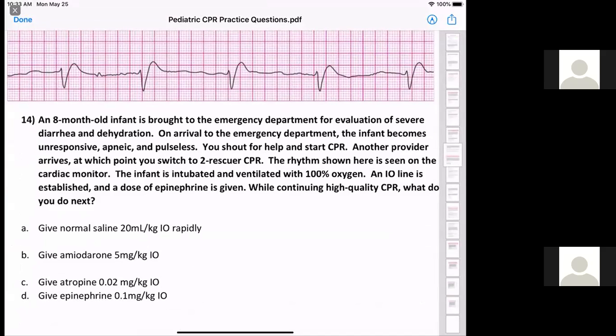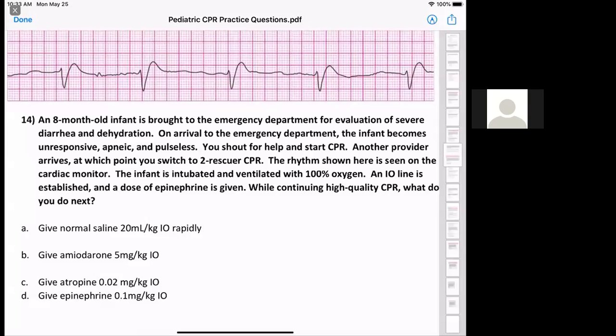Next question. An 8-month-old infant is brought to the emergency department for evaluation of severe diarrhea and dehydration. On arrival to the emergency department, the infant becomes unresponsive, apneic, and pulseless. You shout for help and you start CPR. Another provider arrives, at which point you switch to 2 rescuer CPR.